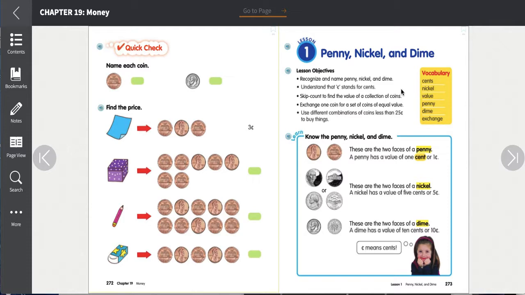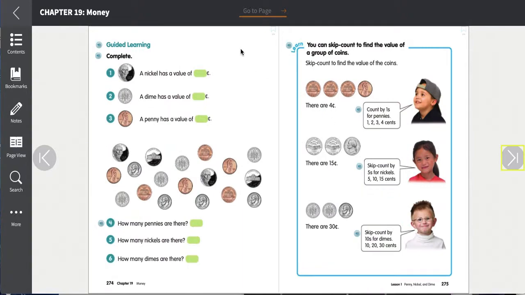So we're going to look at these vocabulary words: cents, nickel, value, penny, dime, and exchange. So you can read through each of these things, and you can read through and complete. You're going to have to either do it verbally or write it down on a separate piece of paper, because we can't write in on the textbook pages here. But go ahead and fill in.